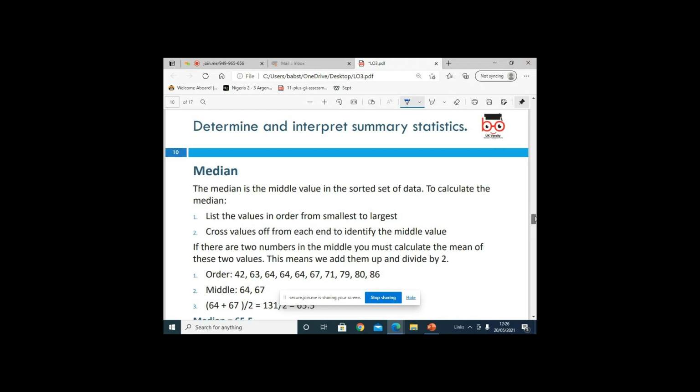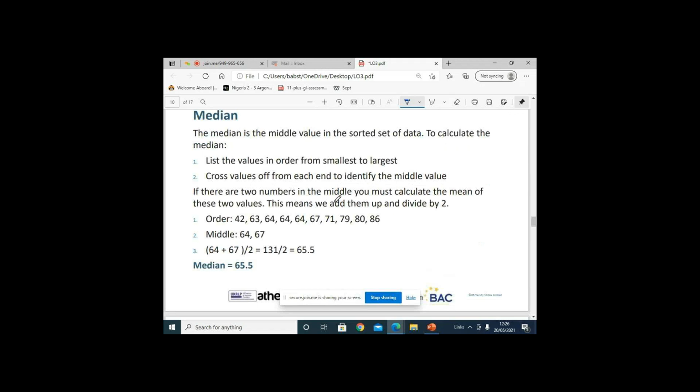So for example, this is the list. This is actually what she got in his test. I've ordered it now. Can you see when you cross it out, you do it this way, one from each end, until you get to the center. So can you see you have 64 and 67 at the center. When you add them together, you divide by 2. That gives you 65.5. That's the median.